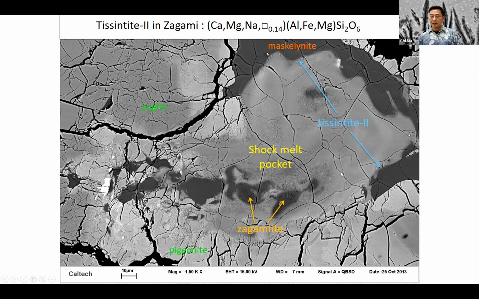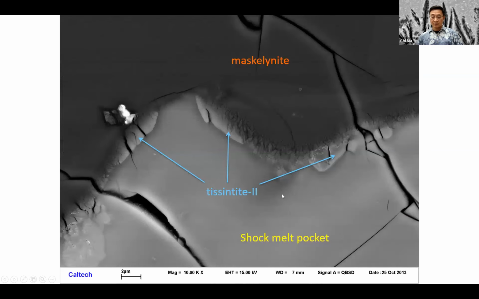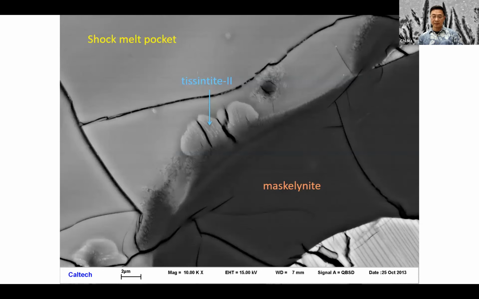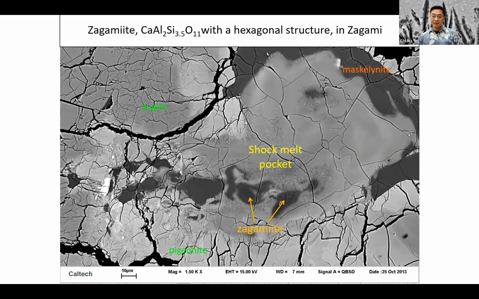Tissintite 2. Now zoom in. Tissintite 2 grows on the maskelynite towards the shock melt pocket. It's another region, tissintite 2 on the maskelynite next to the shock melt pocket. Okay, in the same shock melt pocket, there's another brand new mineral here. It's called zagamiite, named after Zagami. Zagamiite has this composition: calcium 1, alumina 2, silicon 3.5, oxygen 11, with a hexagonal structure.